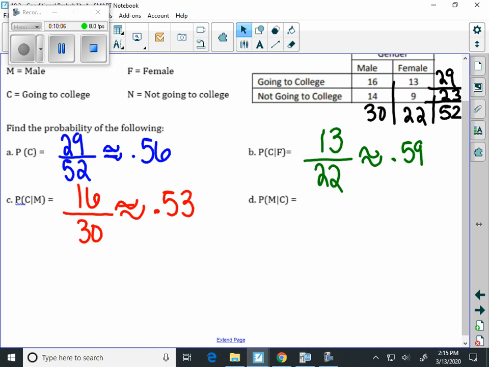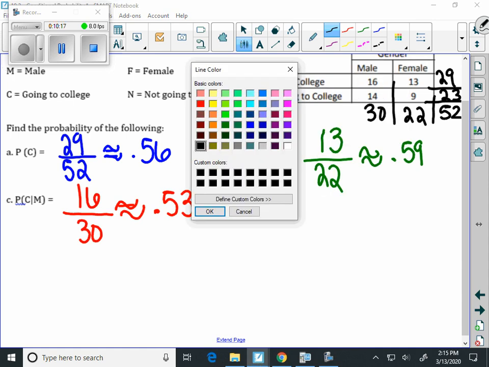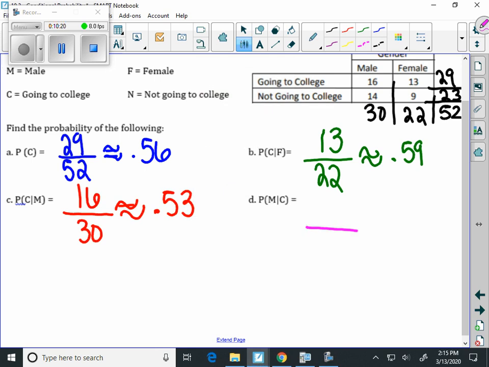And finally, when we're looking at these, the second one, probability of male given that they're going to college. The C is the second value there. That's what's going to go in the denominator. So we look up here, how many people are going to college? There's 29. And then out of those 29, the question is, how many are male? Well, how many are male is 16. And if we type that in, we get the decimal of 0.55.